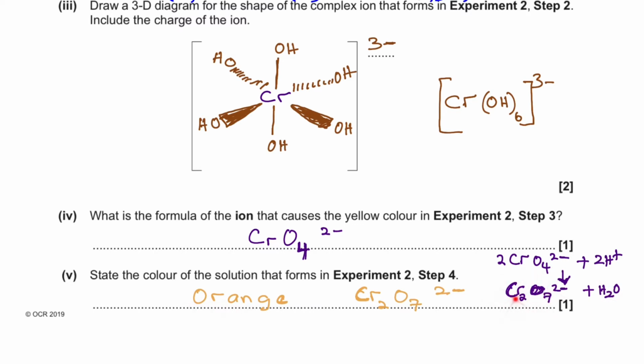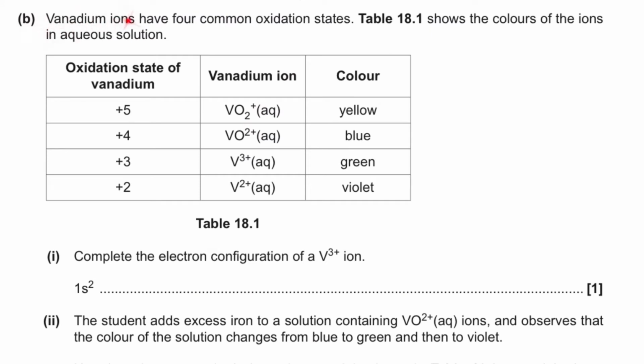B. Vanadium ions have 4 common oxidation states, as shown in table 18.1, and that shows the colors of the ions in aqueous solution. So vanadium 5 plus is yellow. Vanadium 4 plus is blue. Vanadium 3 plus is green. Vanadium 2 plus is violet.